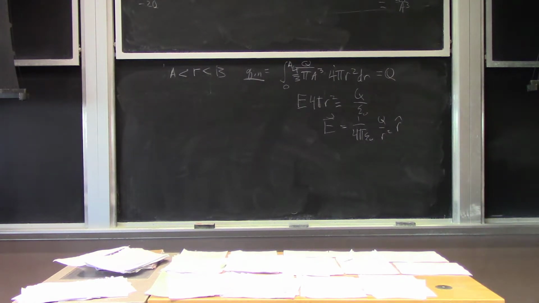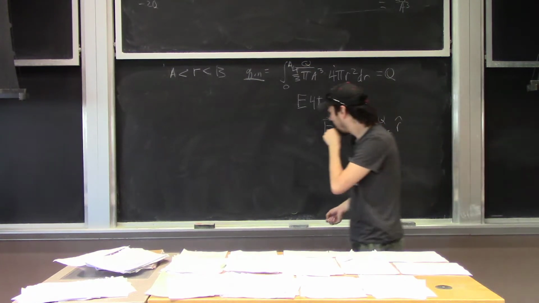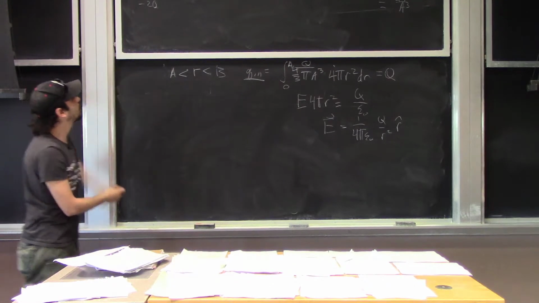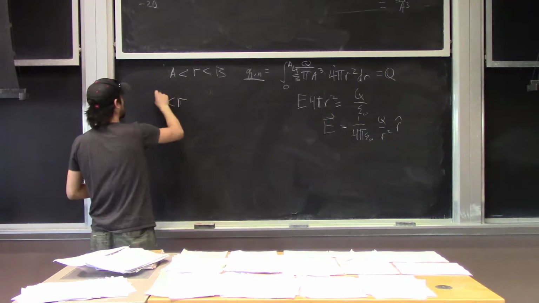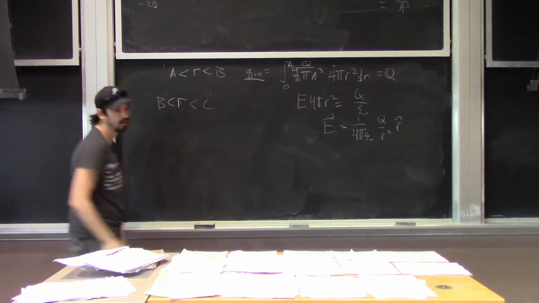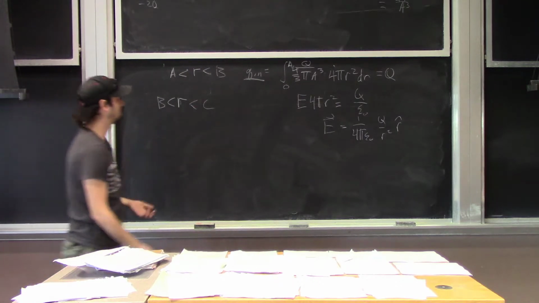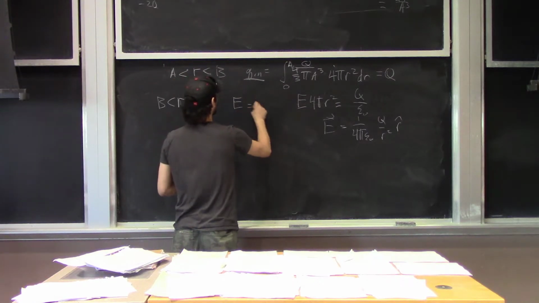Okay. Is there a question? No. Okay. All right. So now the easy part. What is the electric field between B and C? I already kind of answered this one. Now we're in a conductor. What's the electric field in a conductor? 0. Good. E is equal to 0.